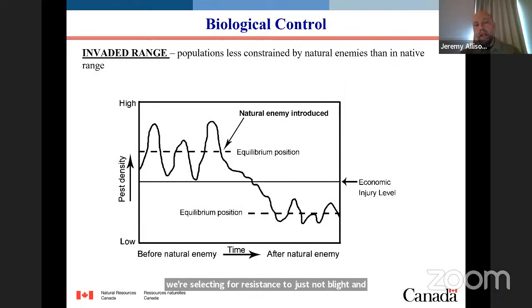So you've got a high equilibrium or density of pest in the invaded range, where that arrow illustrates that the natural enemy is reintroduced with the hope that we realize a lower equilibrium for long-term population levels post that release.